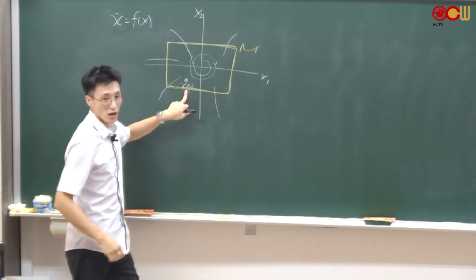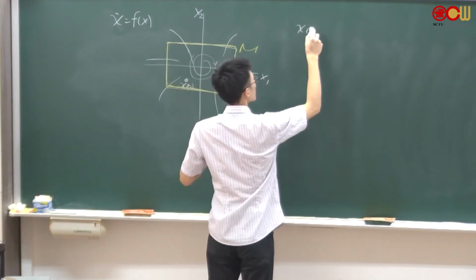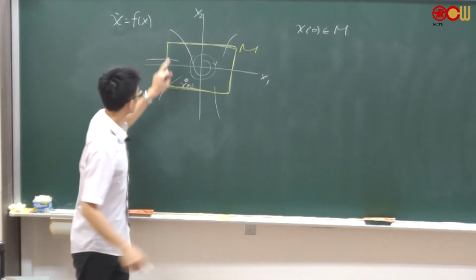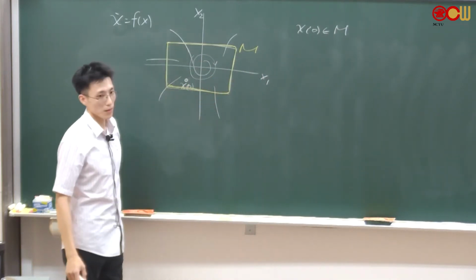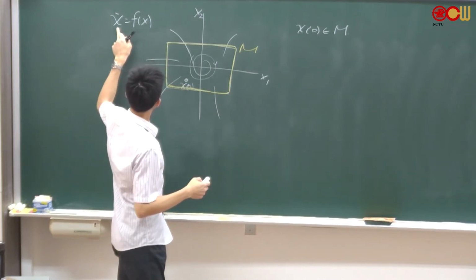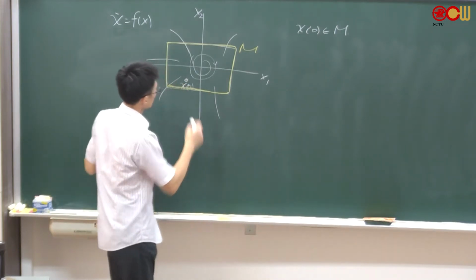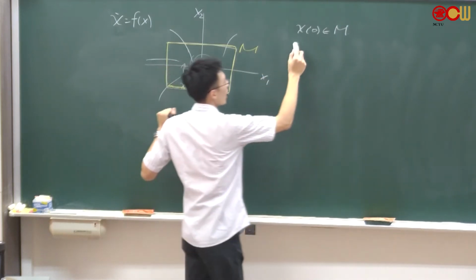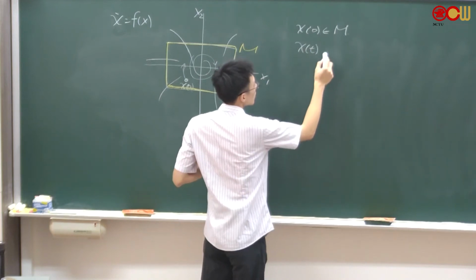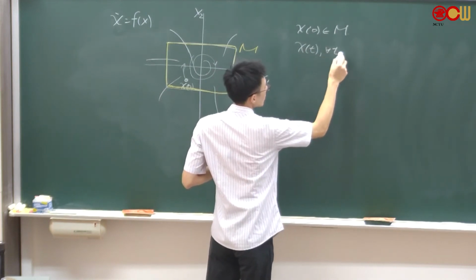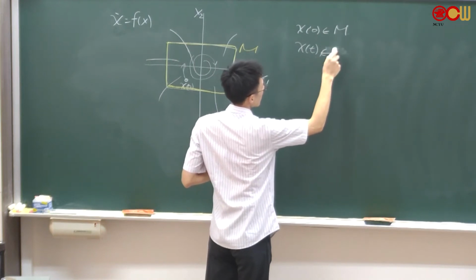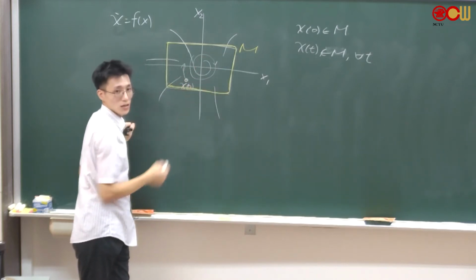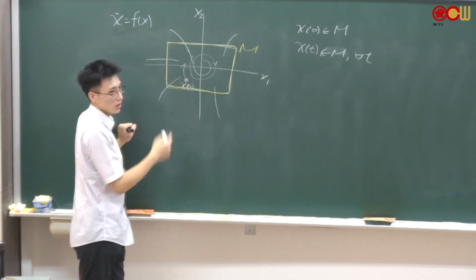So initially, x0 is in M, right? x0 is in this set called M. If that's true, and based on this dynamics, x0 can go anywhere, right? Based on this dynamics. But if x(t) for any t always stays in M, it never leaves this M set, we call M the invariant set of this dynamics.